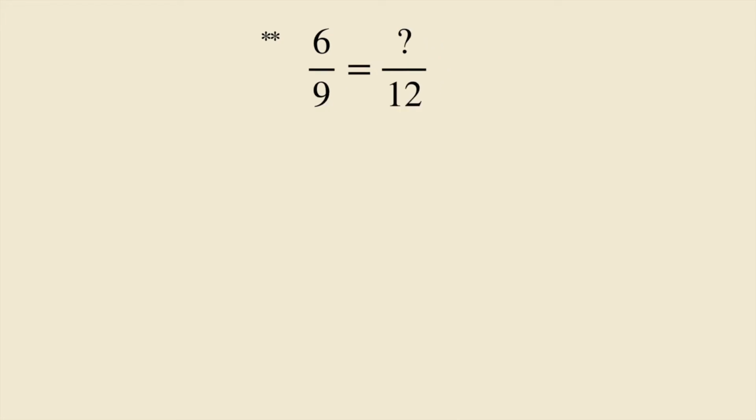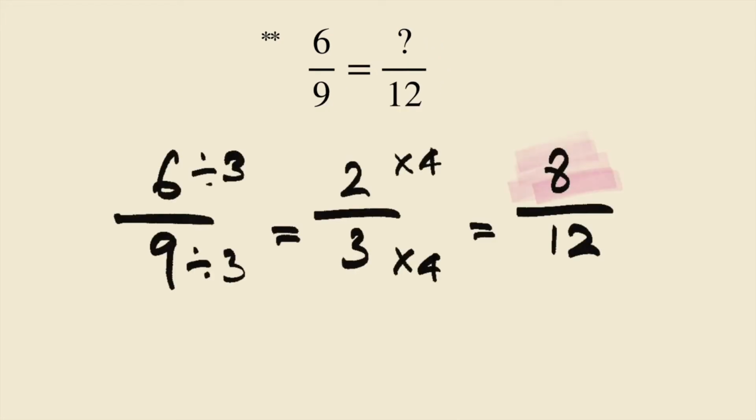6 over 9. Okay, well, you can tell that these two are multiples of 3. So let's divide by 3, obtaining 2 over 3. And let's turn the denominator into 12. So we times 4 on top and bottom, and we get 8 over 12. So the missing number is therefore 8.